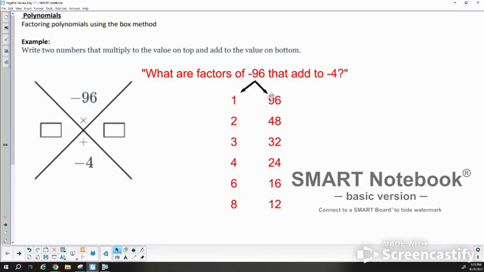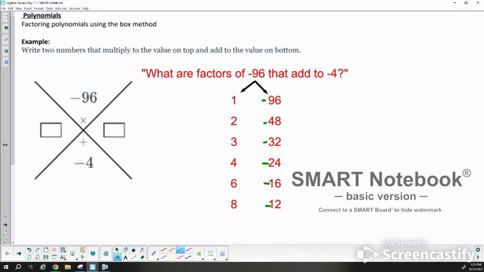Well, notice they're all positive. A positive times a positive is not going to give me a negative, which means one of the factors has to be negative. Well, if they add to a negative number, that means the larger number is always going to be the negative one. So this would be considered negative 96, negative 48, negative 32, and so on.